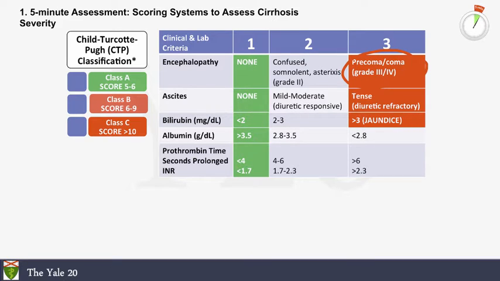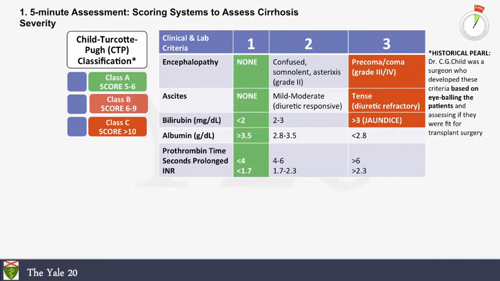If you have ascites that's mild to moderate or tense, that counts in the schema, but this one you always want to think about spontaneous bacterial peritonitis. And jaundice is always a red flag. In a patient who has jaundice, you want to be highly vigilant. Fun fact, Dr. C.G. Child was a surgeon who developed these criteria based on eyeballing patients and assessing if they were fit for transplant surgery. Again, look at the patient, examine the patient.